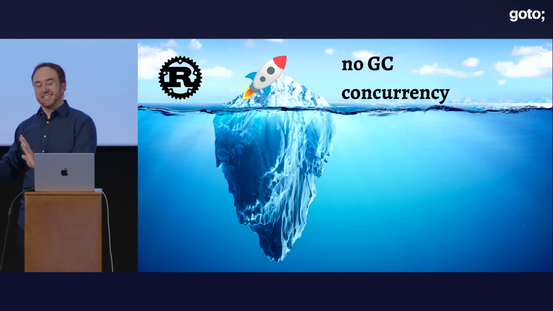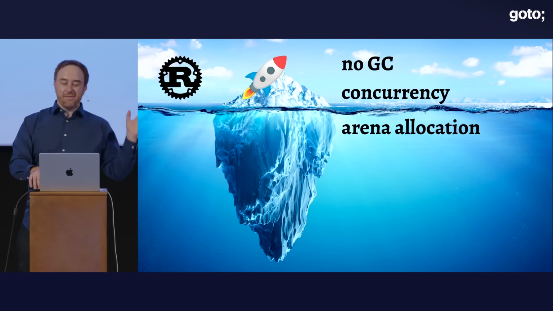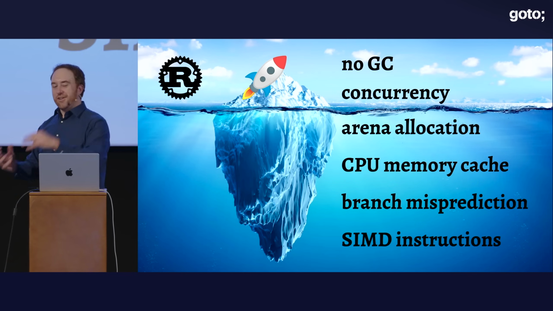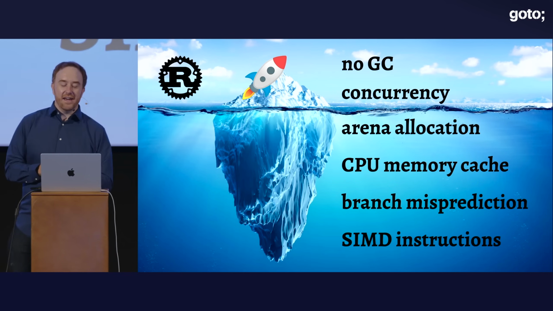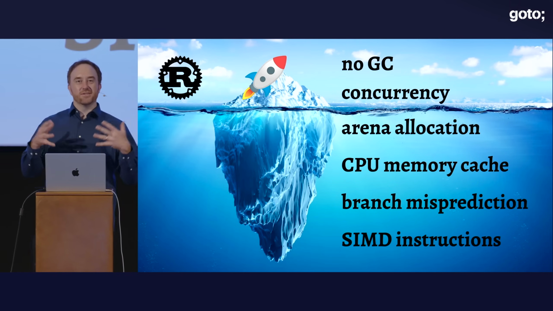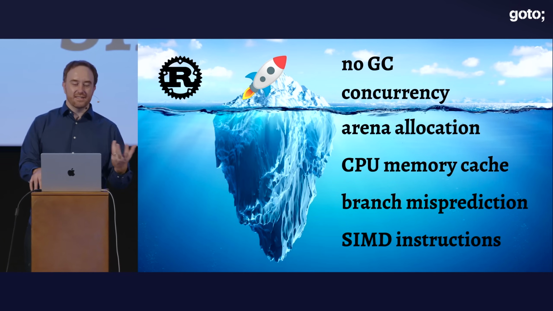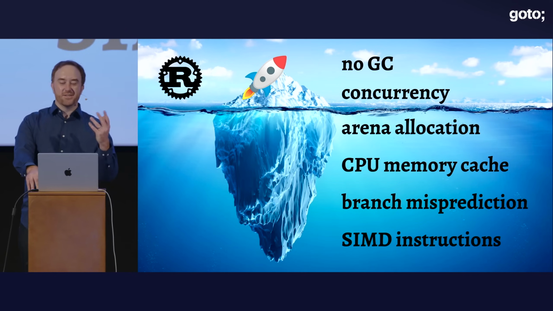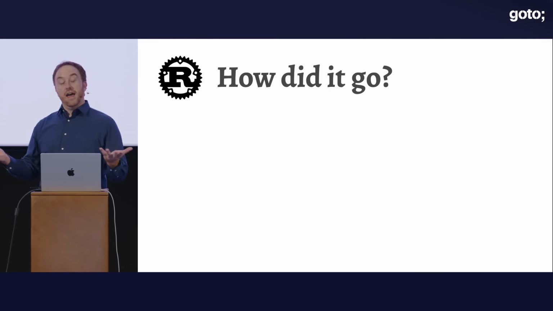Little did I know this was the tip of the iceberg. I had no idea about arena allocation or CPU memory caches or branch misprediction or SIMD instructions or this long list of things that I did not know at the time. But nevertheless, this was what led me to pick Rust. I wrote the first lines of the Roc compiler in January 2019. This was the reason. So how did it go?